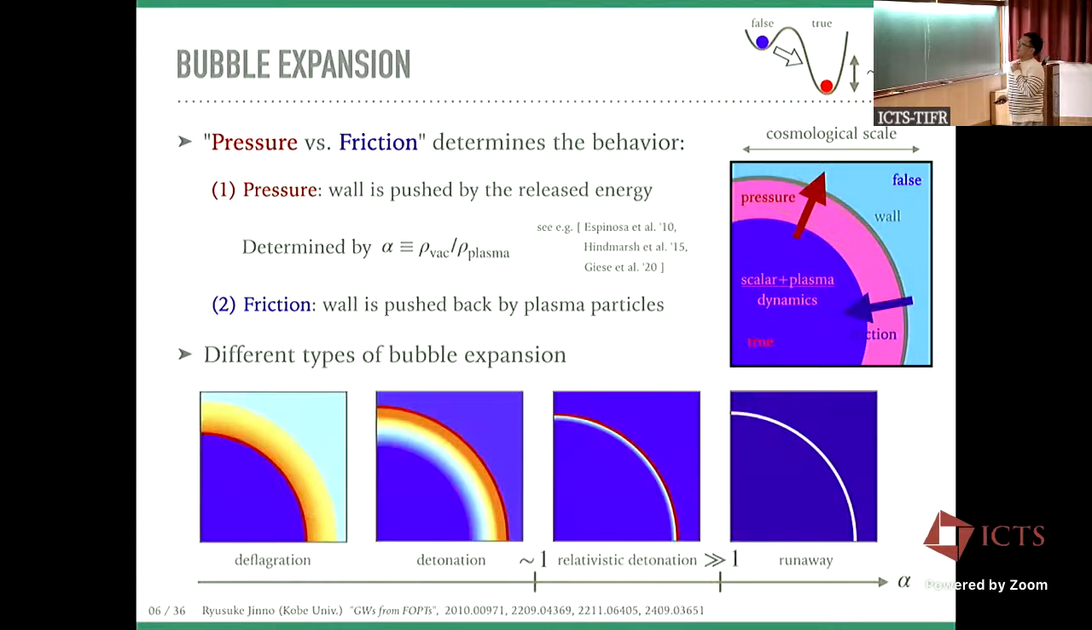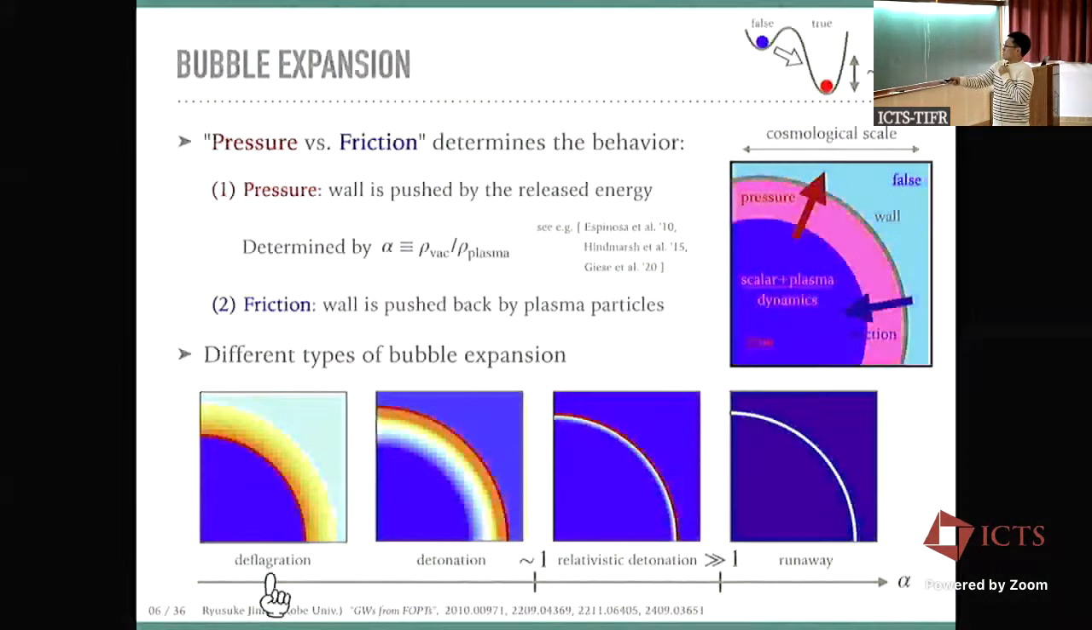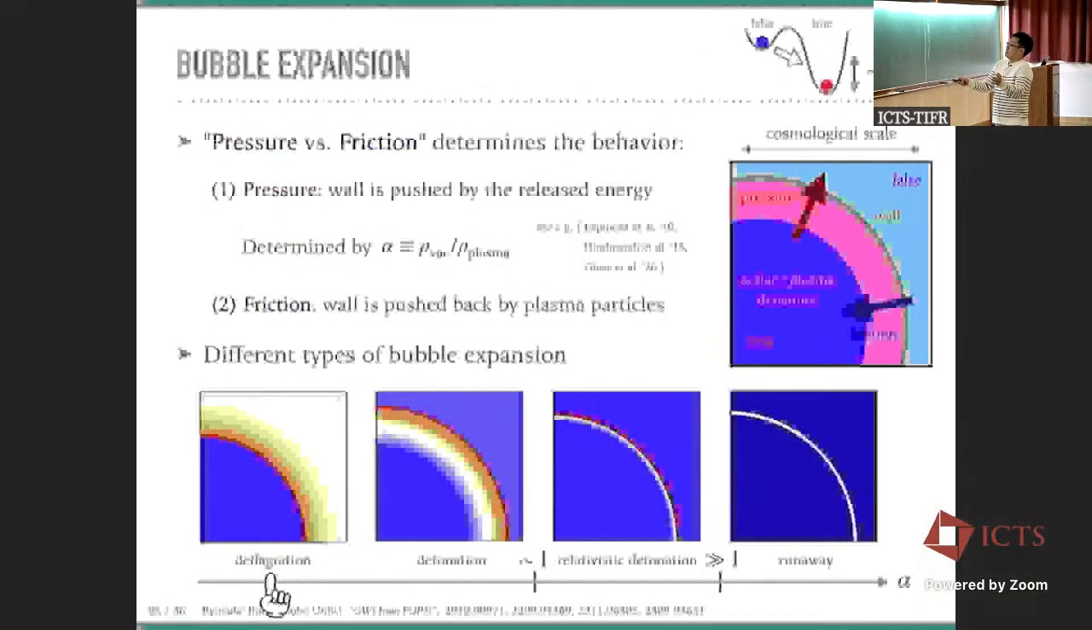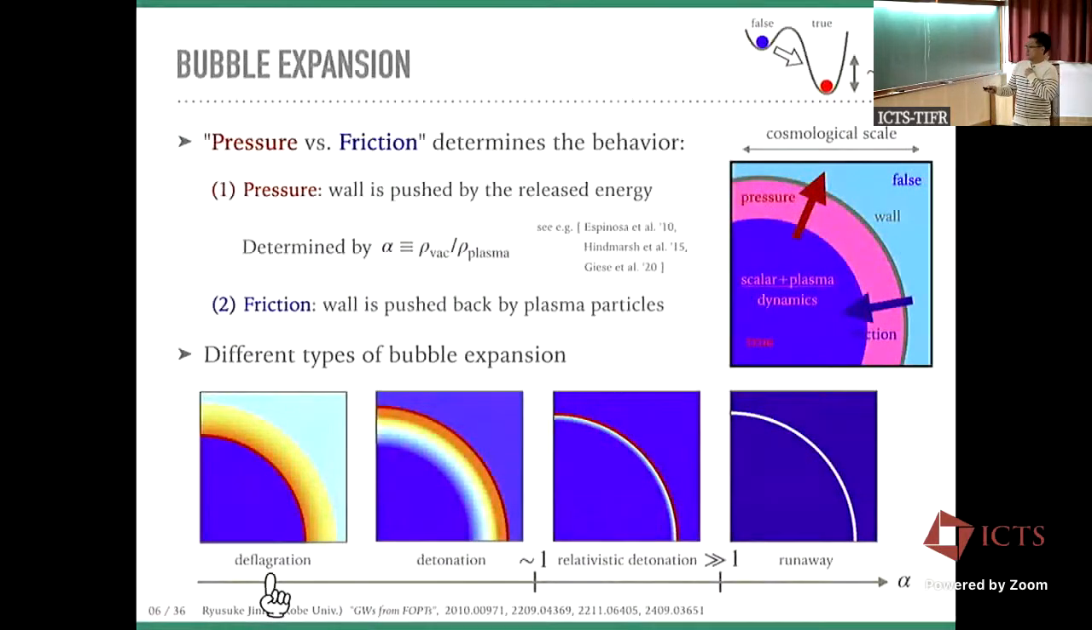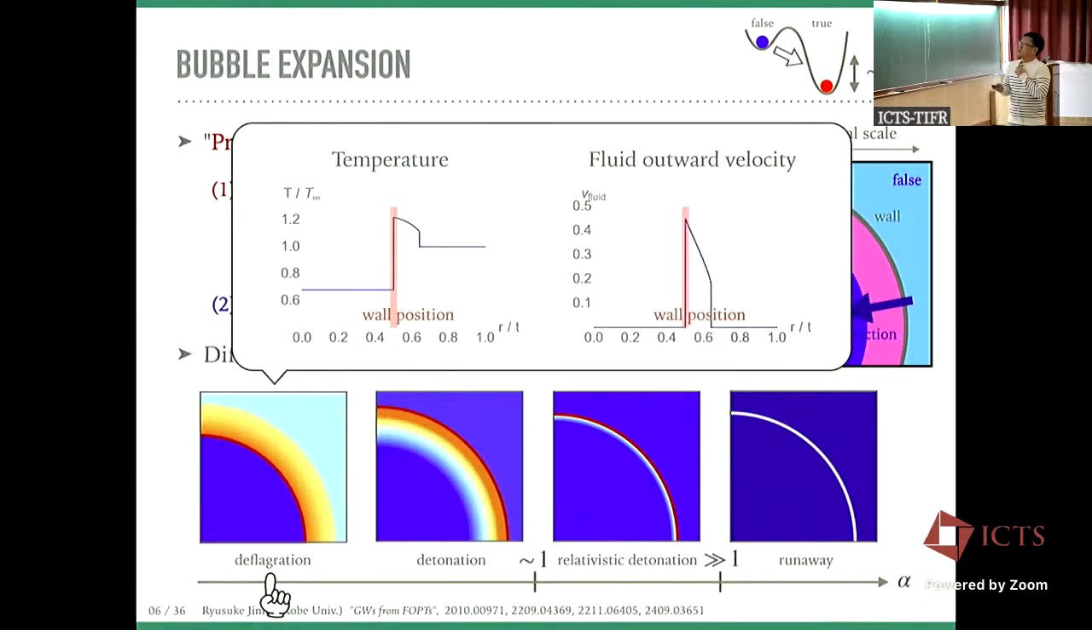So I prepared some animations. The horizontal axis is the parameter alpha, and this direction is the increasing direction of the latent heat. We start from deflagration. This is the actual profile of the fluid, and this red position is the wall position. The plasma particles in front of the wall are heated up, and a fluid outward velocity arises in front of the wall. So it's like a snowplow.